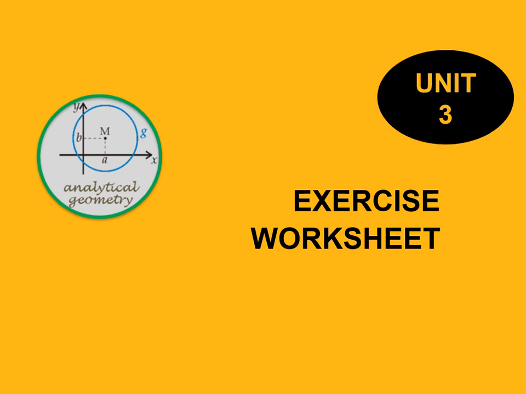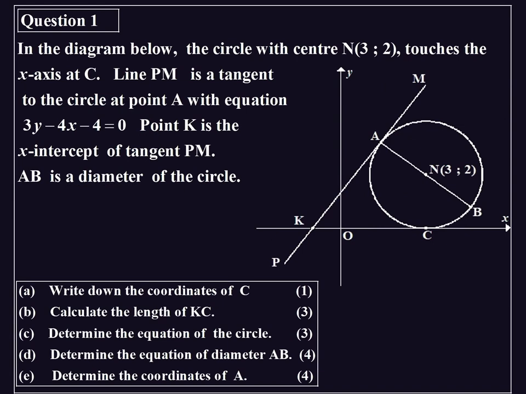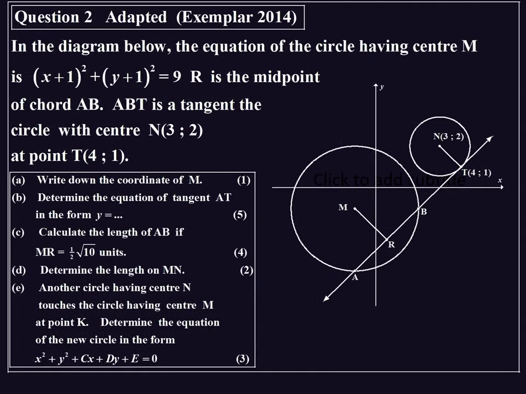Now let's look at the first one. If we look at that, there's a diagram. They want coordinates of C, lengths, equations of circles, equations of tangents, similar to what we've done before. You see coordinates of a point, equation of a tangent, lengths, find equations of circles.